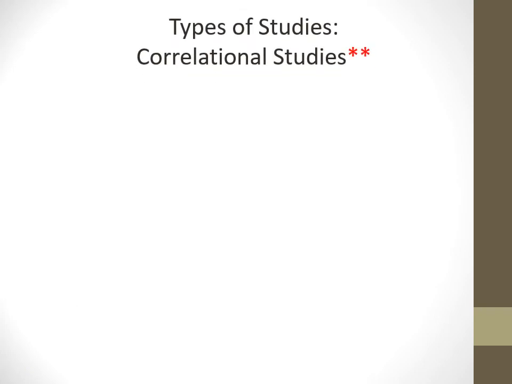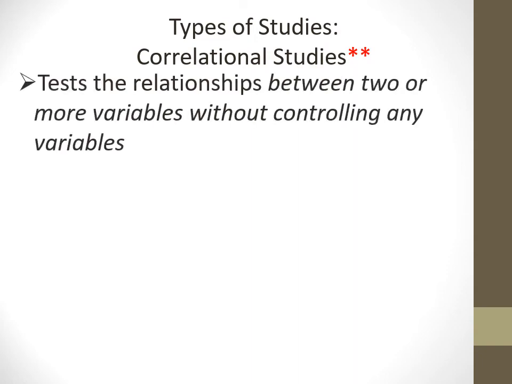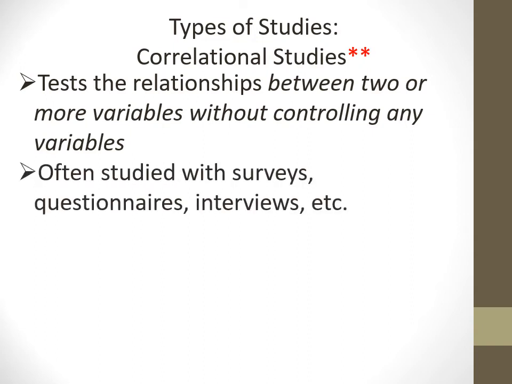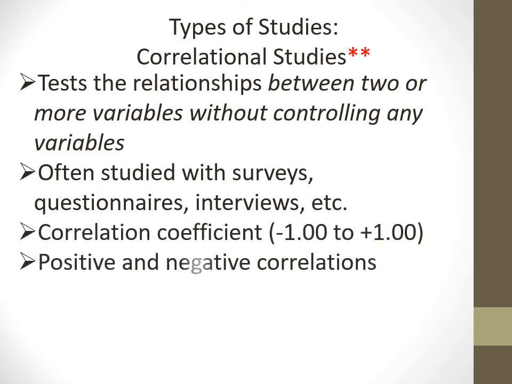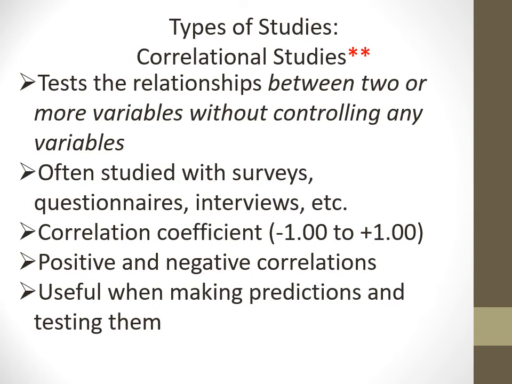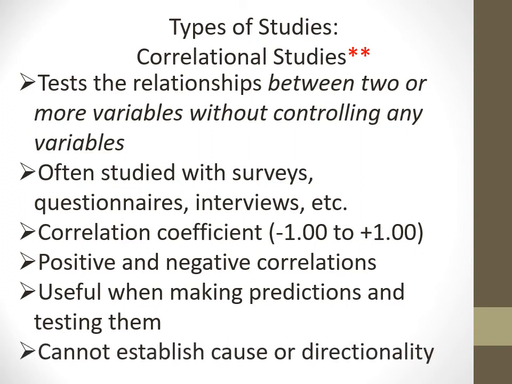Another type of study is the correlation study. So correlations cannot find causes, but you can find and test relationships between variables. You can't control anything here, and even if you do, you still won't know what the other variables are playing into what you're testing. It's not always necessarily experiments. It's often tested with other means, such as surveys and questionnaires.